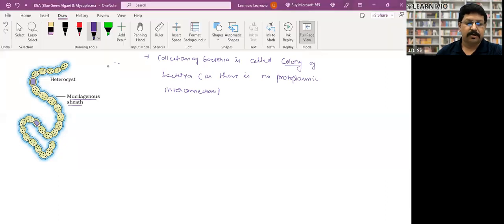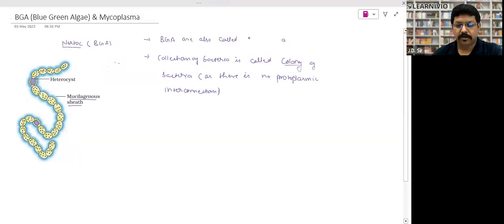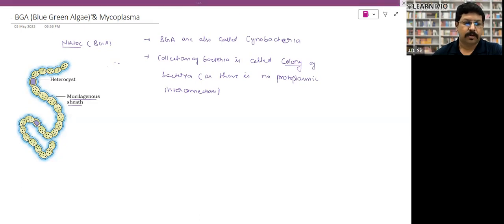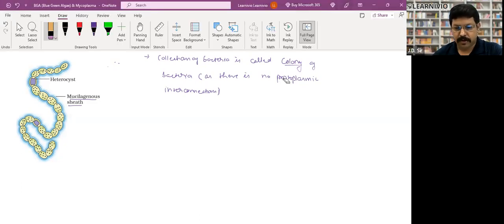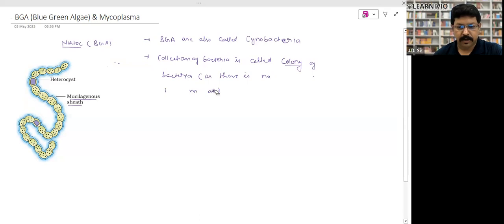BGA is also called cyanobacteria. Is it clear? Clear now? Yes, sir. Okay, fine. And I know where you will not get it.